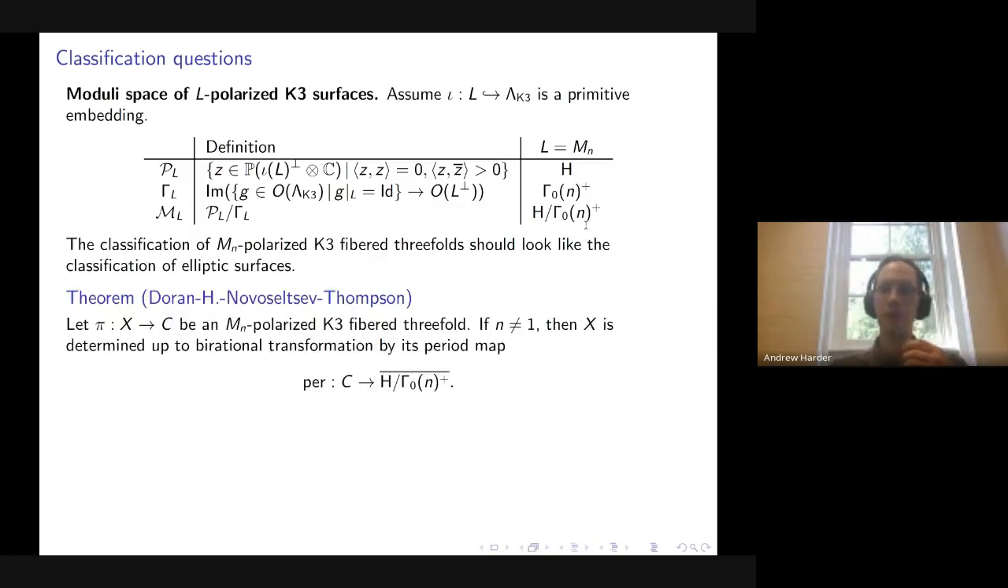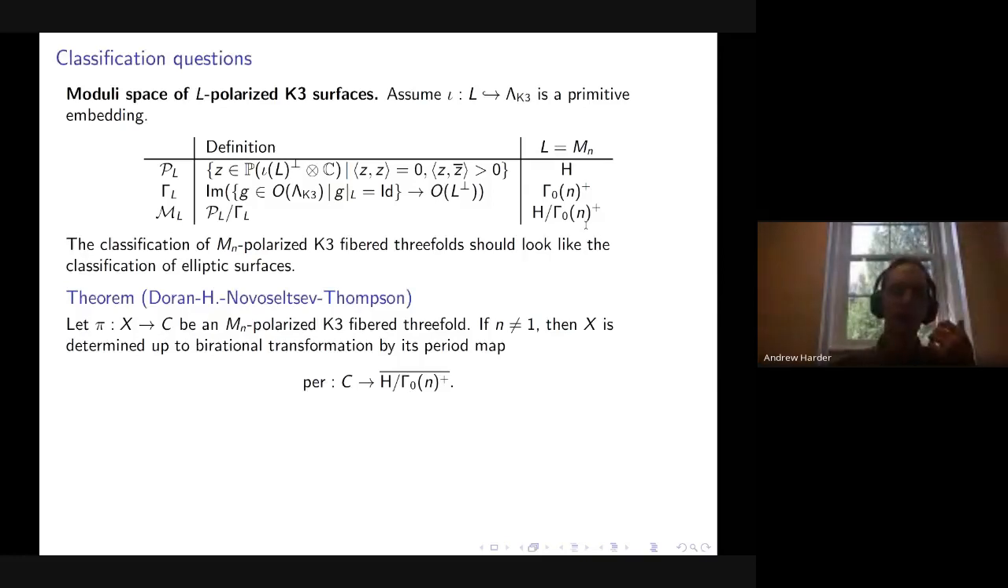And so just coming back to our analogy, we now want to try to talk about the classification of Mn polarized K3 fibred threefolds the way we talked about the classification of elliptic surfaces. And if you think through all this, apply the Torelli theorem and so on, what you get is this theorem.